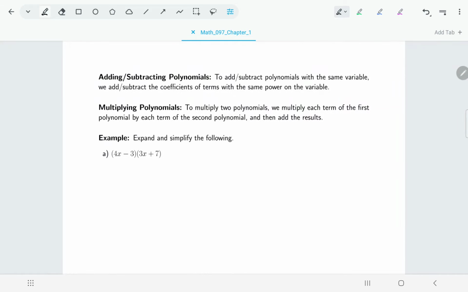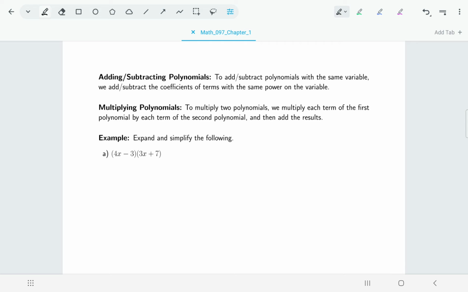Now, when it comes time to do work with polynomials, to add them or subtract them or multiply them, we're going to leave dividing polynomials for a later chapter. We've seen all of those things before in previous classes. For adding and subtracting polynomials, we just need to add or subtract the terms that have the same power of x, and when we do that, we're really just adding the coefficients.